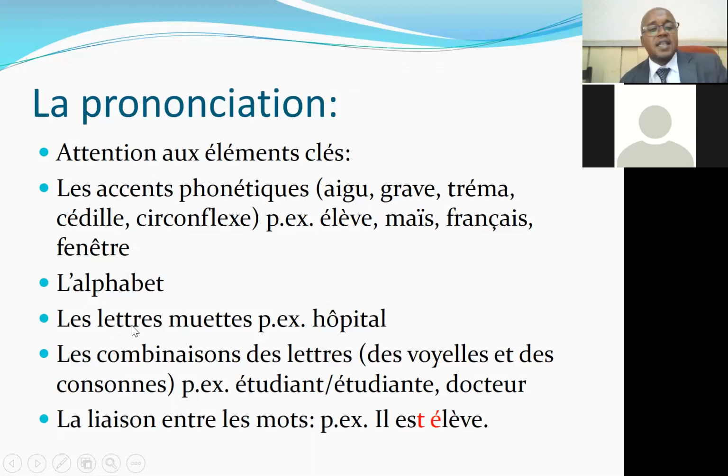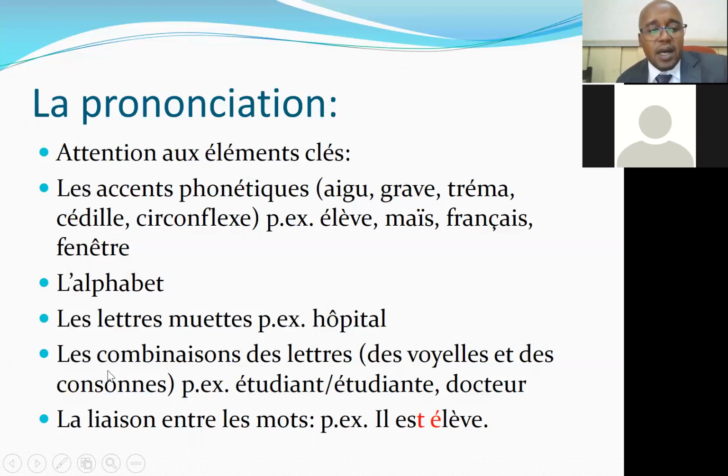Now, we have letters in French that are silent. For example, when you talk of hospital in French, you say hôpital, meaning le H est muet. It is silent. So the examiner who sees the word hôpital on the card will be expecting you to have it well pronounced with the H silent.